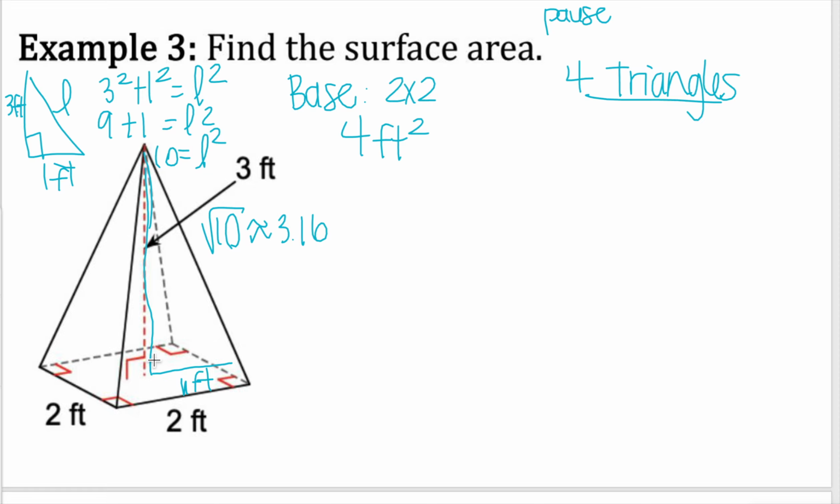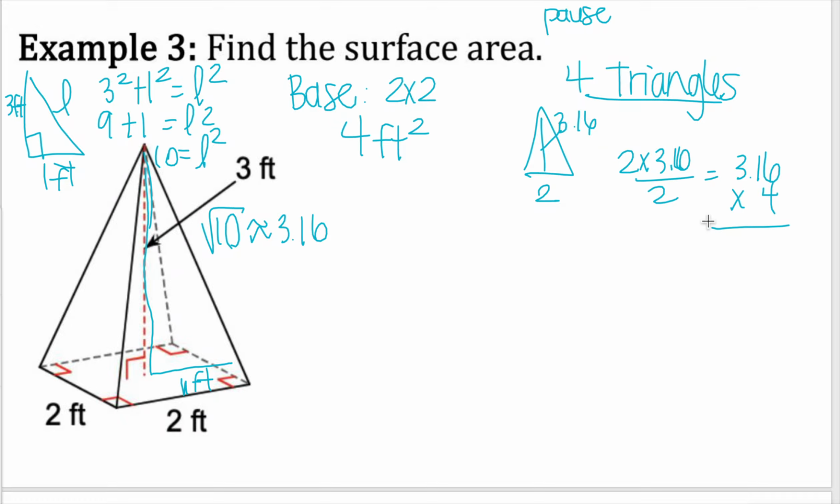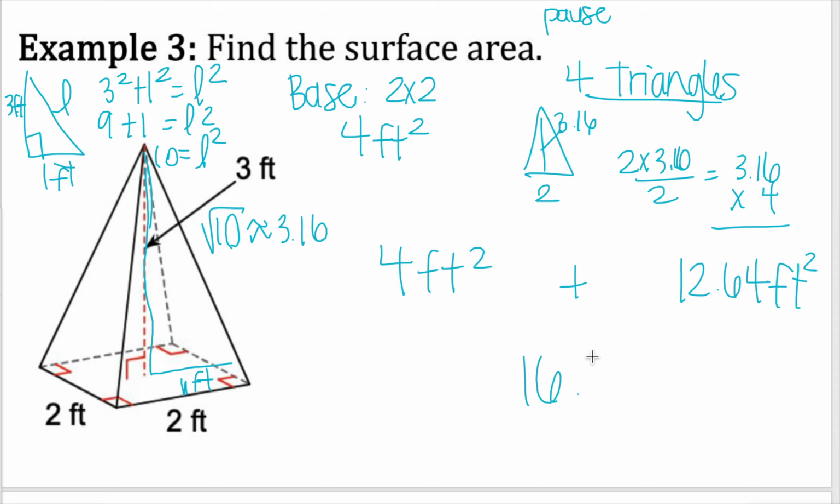So now knowing that, each triangle has a base of 2 and a height of 3.16. So let's do 2 times 3.16 divided by 2, which is just 3.16 still. But since I have 4 of them, we're going to take 3.16 and times that by 4 to get 12.64 square feet. So we're going to add that to our base of 4 feet squared, and we'll get 16.64 square feet. Okay.